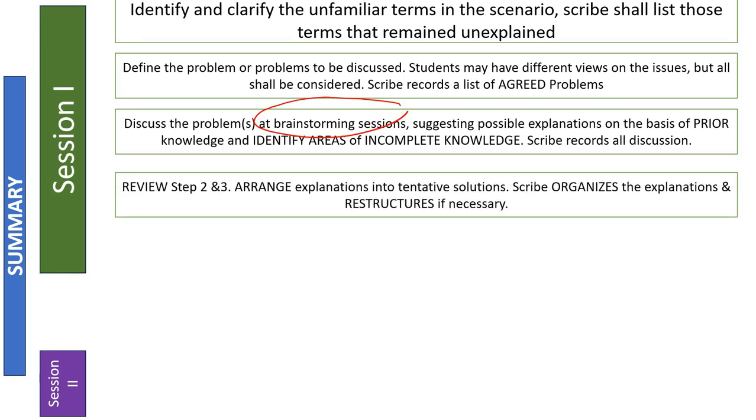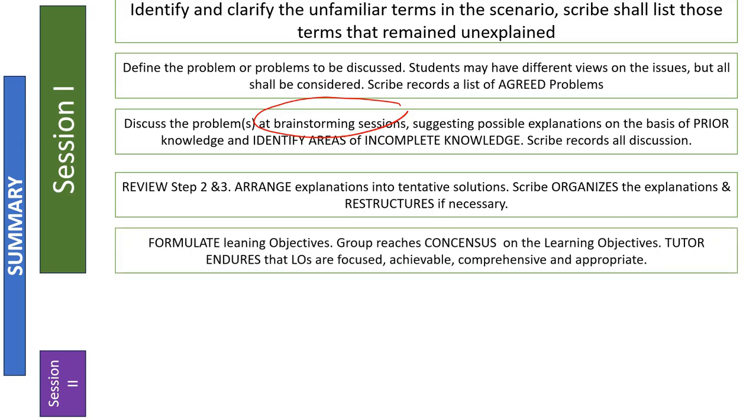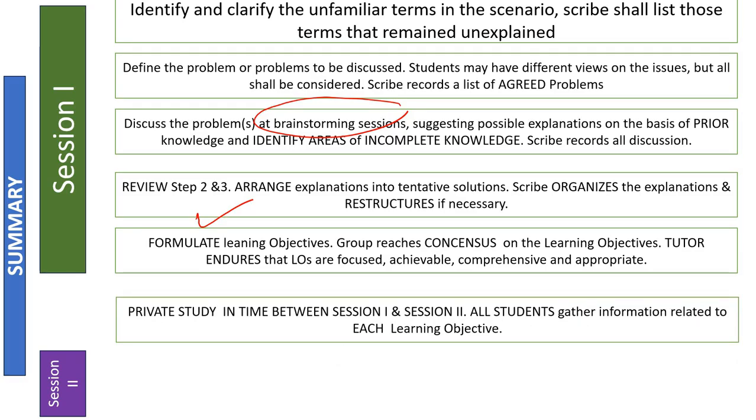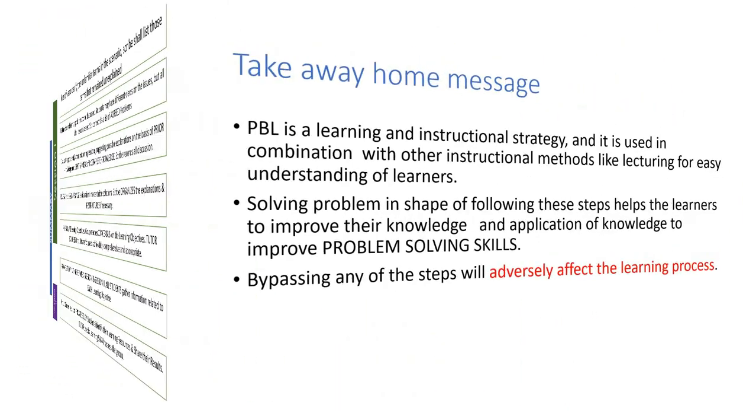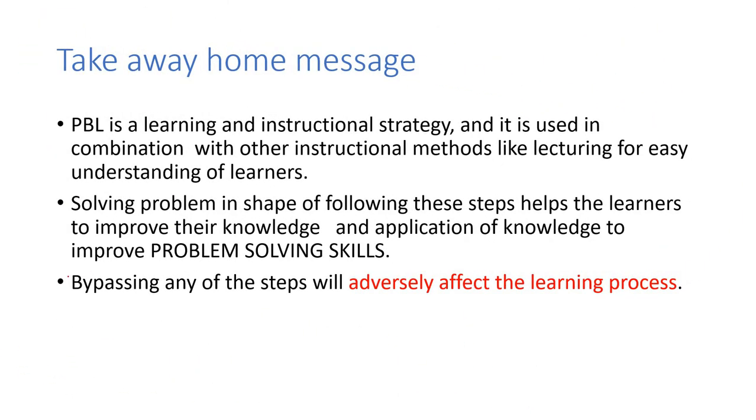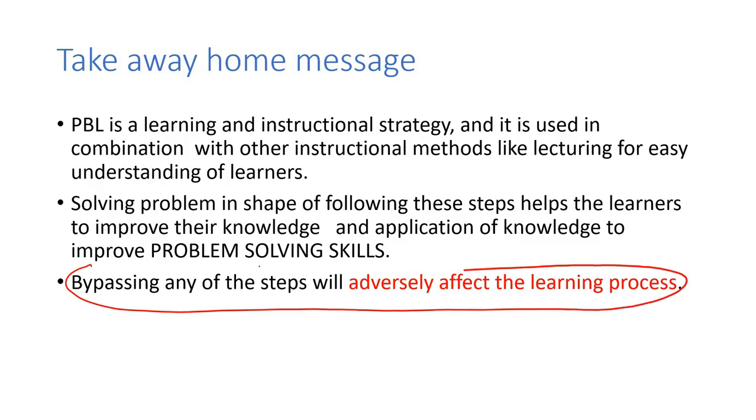And in step 4 you review step 2 and 3, and you rearrange sometimes if it is required with the consensus of your tutor as well, and at the end you formulate the learning objective, and you do the private study as we discussed. And once you come in the session 2, then you solve the problem and you become a problem solver. Congrats. And once you solve that problem, it will be very easy for you to extrapolate similar type of knowledge once you come across it. But remember, do not bypass any step, because this will adversely affect the learning process.